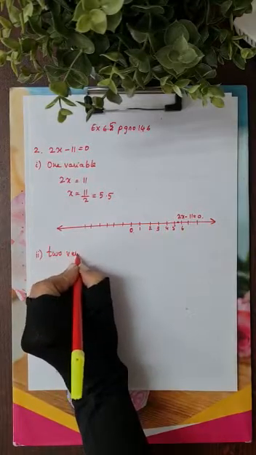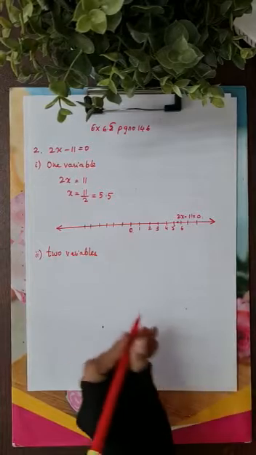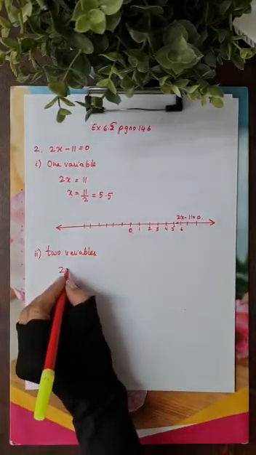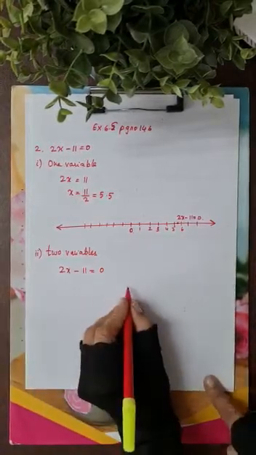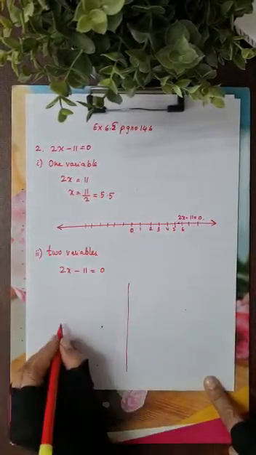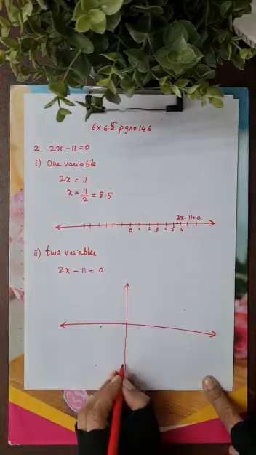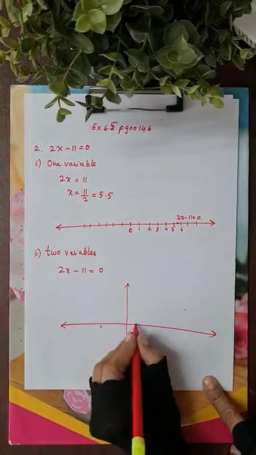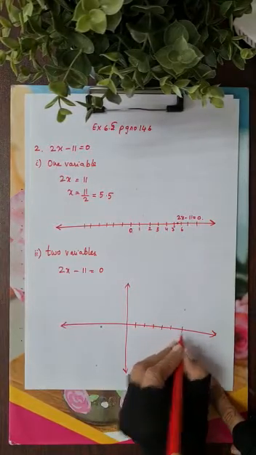Okay, in two variables. This is also very simple, children. We have done it just now. 2x minus 11 is equals to 0. So we have to draw the Cartesian plane. This should be done in your graph book, children. Okay, you have to draw it. Then we have 1, 2, 3, 4, 5, 6.